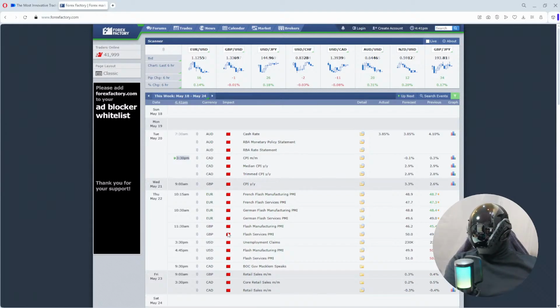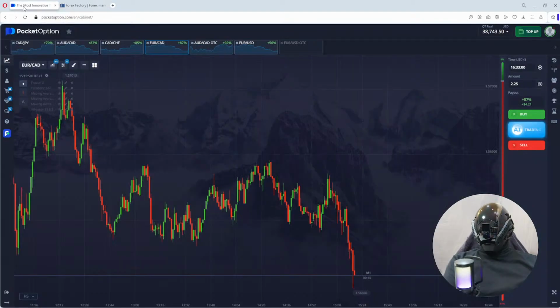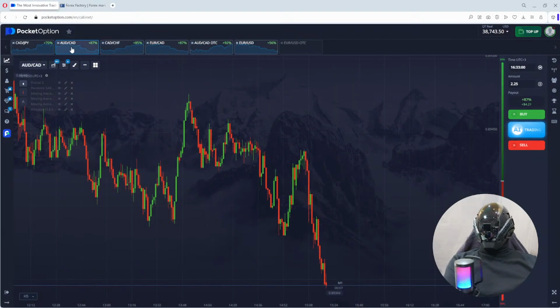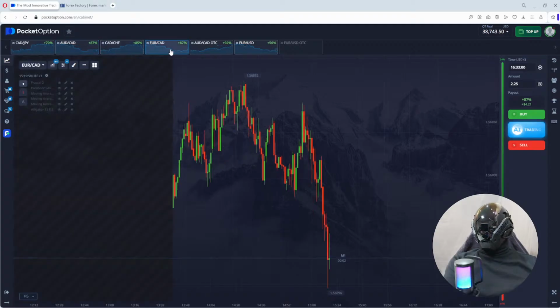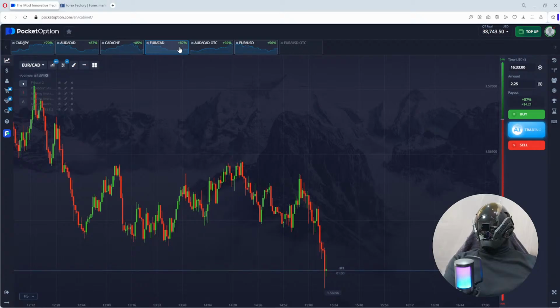So in about 10 minutes, you and I are going to see a reaction from the Canadian dollar. That's why I got a whole bunch of Canadian currency pairs here: AUD CAD, CAD CHF, Euro CAD. Seems like AUD CAD and Euro CAD are the most profitable. This one is OTC, that doesn't matter, let's get rid of that. There we go. So these are the most profitable ones.